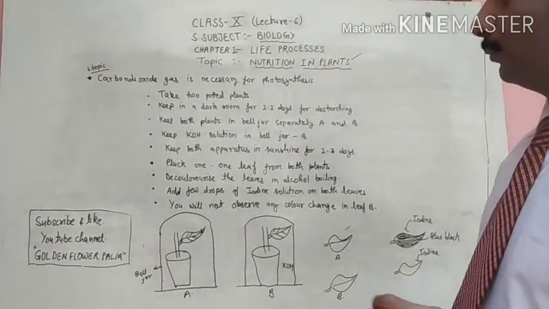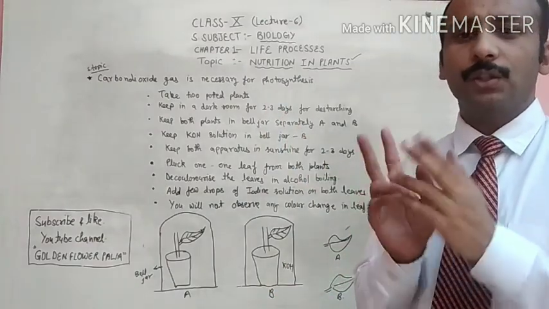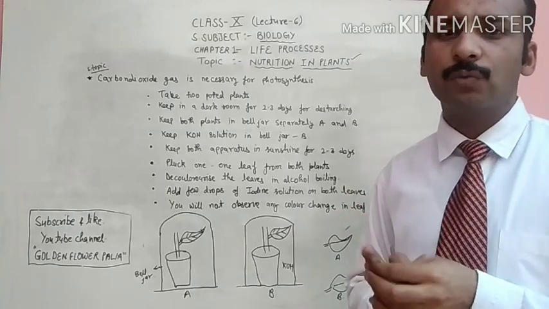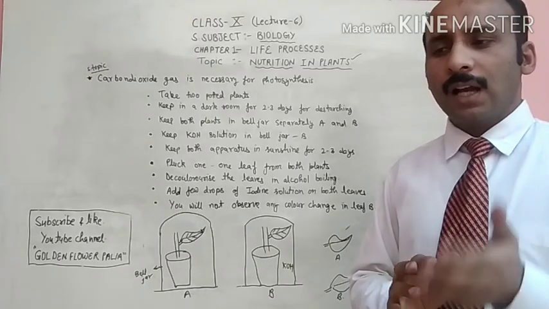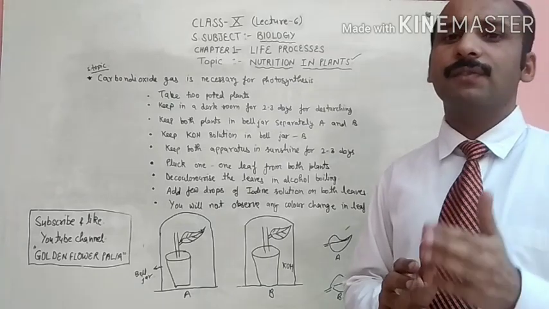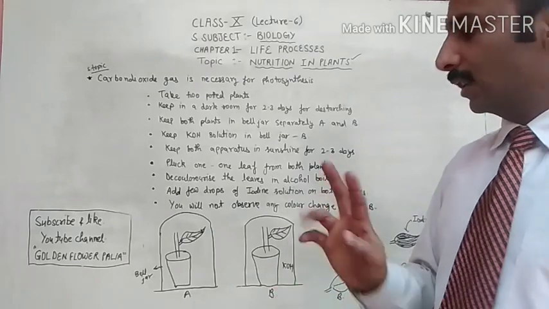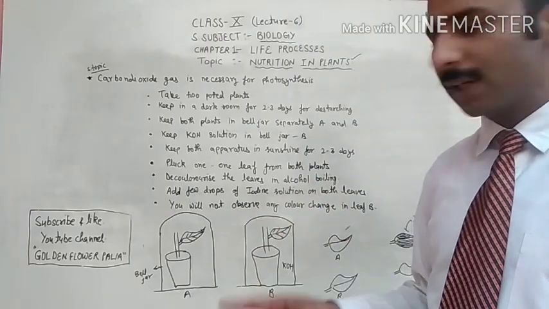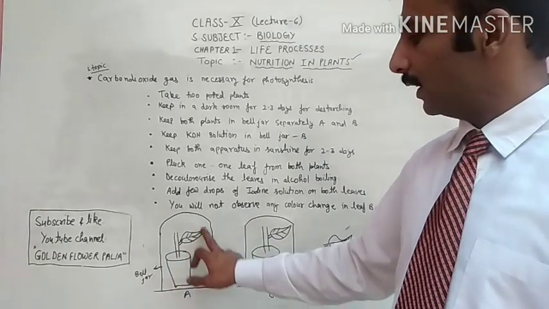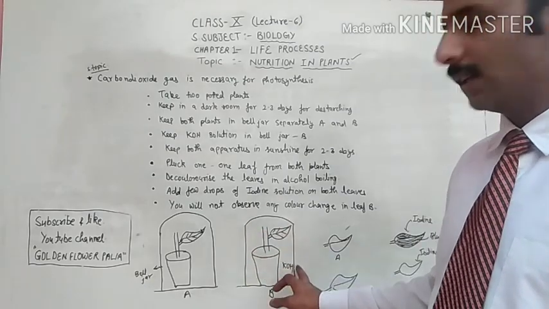So my dear students, first of all we take two potted plants, and we keep both potted plants in a dark room for destarching. After 2 or 3 days we take out the destarched potted plants into sunlight, and we cover both potted plants separately with a bell jar. This is plant A, which is covered by a bell jar. This is B, which is covered by another bell jar.